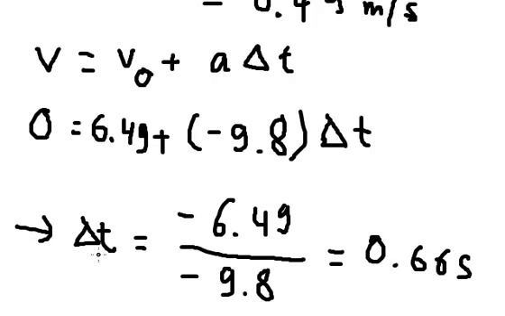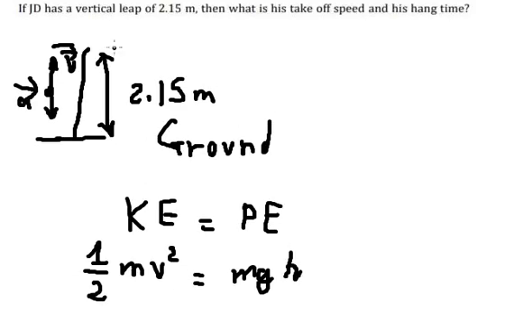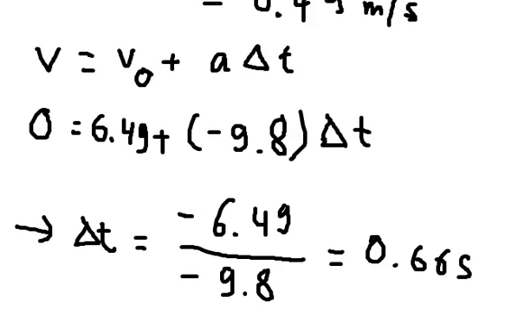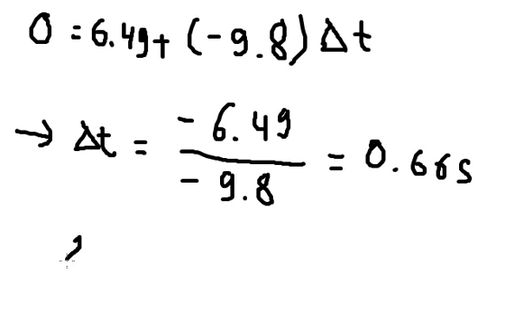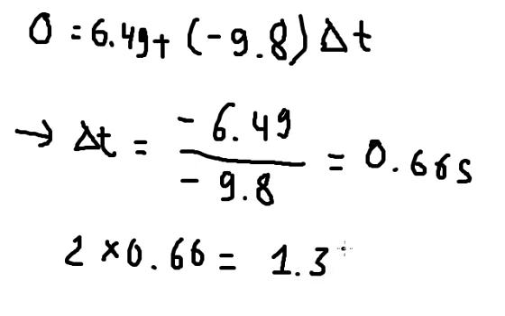Because when we reach the top, we need to come back down, that's why we have this value here. We multiply by 2 because the time going up and the time going down are the same. And we have 1.32 seconds. This is the end.